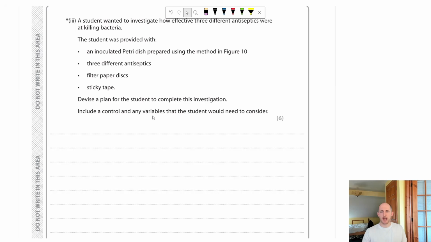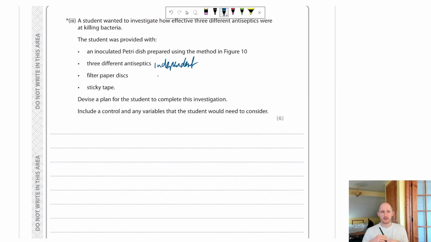So devise a plan. Now, I cannot actually give you a mark scheme answer. I mean, obviously there is a mark scheme, but there are a few different methods, and so I'm going to talk through the logic behind this. You're testing 3 different antiseptics. That is your independent variable, because that's the thing you're changing. The dependent variable is going to be how much bacteria is on the agar jelly.